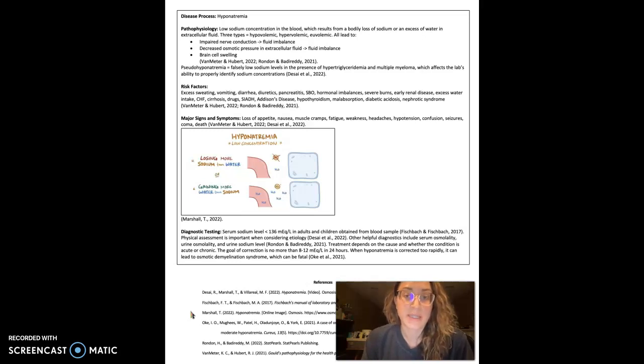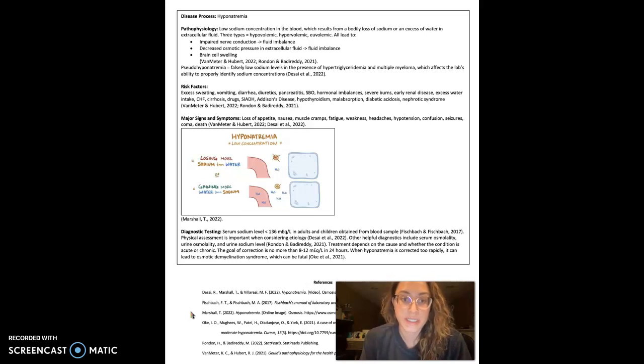With that being said, there are three types of hyponatremia: hypovolemic, hypervolemic, and euvolemic. In hypovolemic, we see a decrease in total body water, which is greater than the decrease in total body sodium. In hypervolemic, we see an increase in total body water, but it's greater than the increase in total body sodium. And in euvolemic, we see an increase in total body water, but there's a stable level of total body sodium.